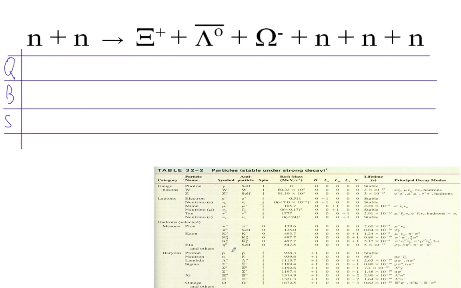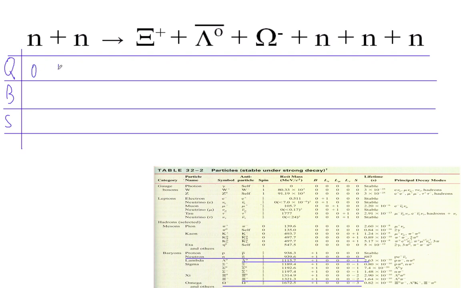Okay, so let's look up our particles here. We got a neutron. We've got the psi plus, which is this guy. It's actually this guy right here. Okay. We've got the omega, the anti-lambda naught, which is this guy here. We've got the omega minus, which is this guy down here. Okay, but first let's do charge, right?